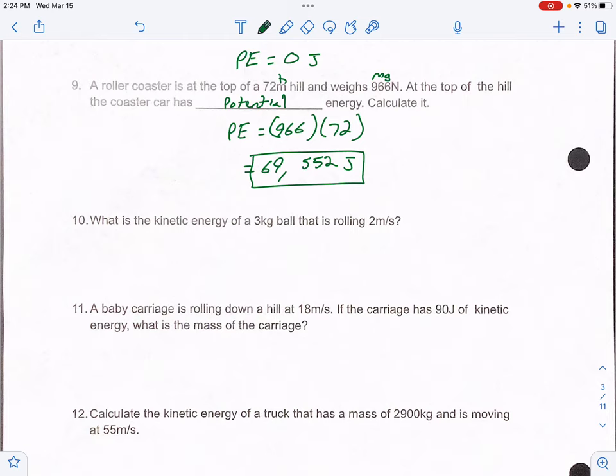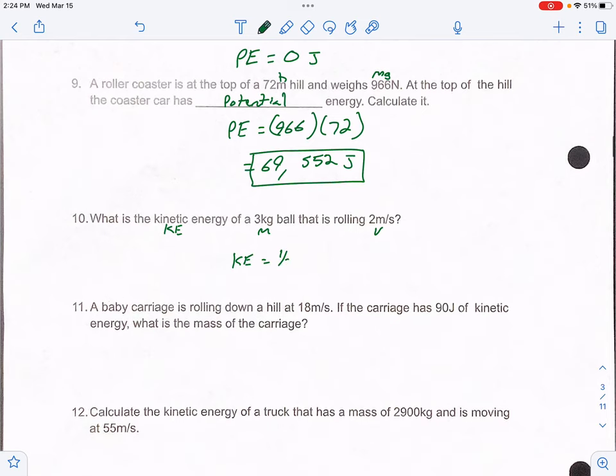10, what is the kinetic energy of a 3-kilogram ball that is rolling 2 meters per second? So I'm looking for KE. I gave you mass, and I gave you velocity. So KE equals 1/2 my mass, which is 3 kilograms, times my velocity squared, so 2 squared. So it's going to be intense math. Comes out to be 6 joules.